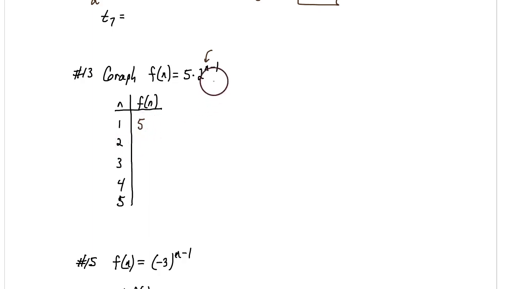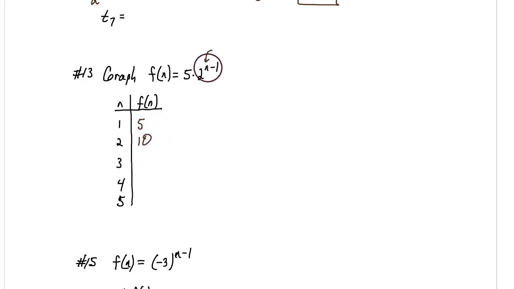Now let's fill in 2. 2 minus 1 makes 1. 2 to the 1 is 2, and 5 times 2 is 10. When n is 2, the value of the function is 10. Think of this as a sequence. The first term is 5. The second term is 10. Any predictions what the next one is?